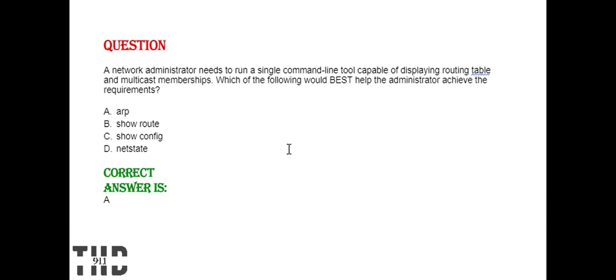The network administrator needs to run a single command line tool capable of displaying the routing table and multicast memberships. Which of the following would best help the administrator achieve the requirements? Option A, ARP. Option B, show route. Option C, show configuration. Option D, netstat. The correct answer is option A.